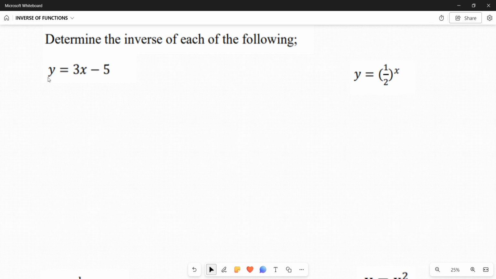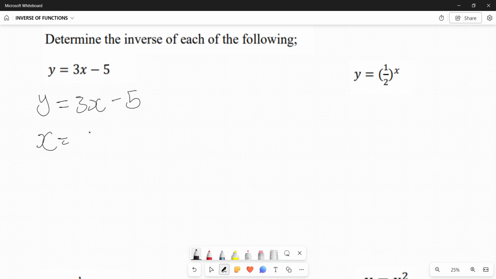So now the first one is the linear function y equals 3x minus 5. So now in order to find the inverse of this function, well, let me rewrite the equation. We have y equals 3x minus 5. So now what you have to do is swap your x and y. So now you're going to say x equals 3y minus 5. So now you have swapped your x and y. So after swapping your x and y, then you have to solve for y.